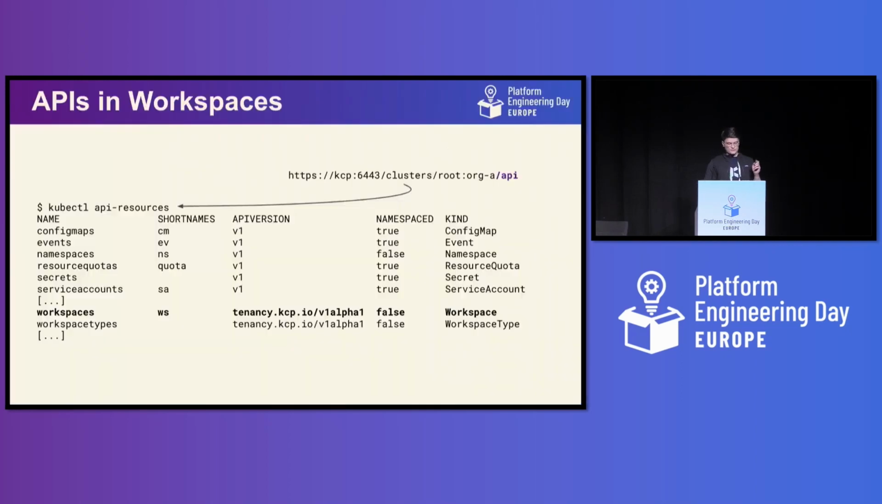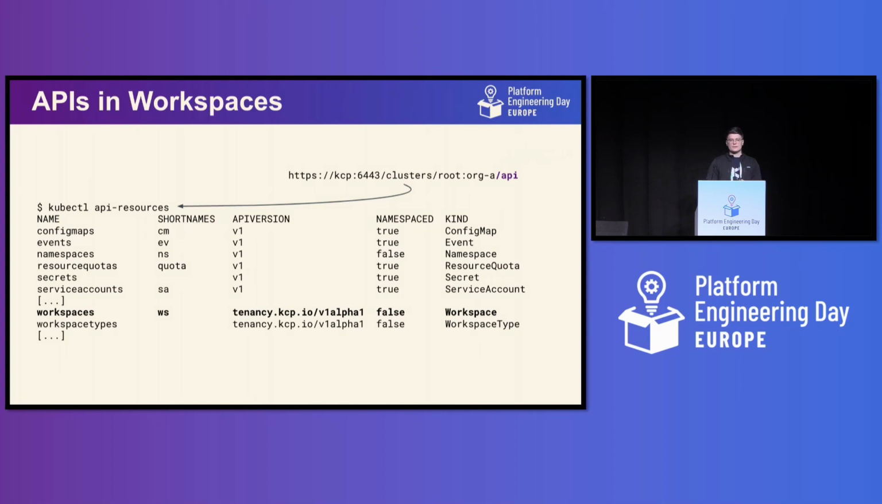And KCP has a resource called API bindings. And it works the following way. So if you connect to a specific workspace, you can see up here that I am connected to a specific workspace from the URL that I've shared. So this is, again, a specific Kubernetes API, my control plane that I'm talking to, a specific logical cluster.